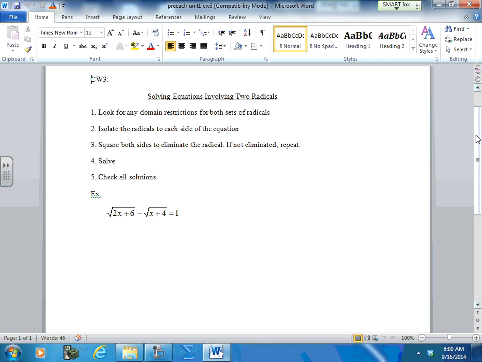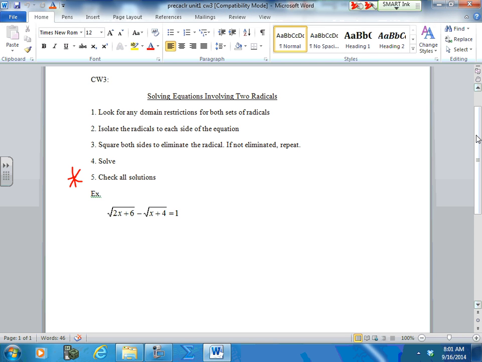Then you're going to square both sides to eliminate the radical. It will eliminate it on one side only. And then you're going to have to repeat that process. Isolate it, square it again. This is your worst case scenario, 2 radicals. Okay? You can even graph this if you like. You can graph this in your y1, you can graph this in your y2, and you can see where they intersect. And we say check all solutions because if you have a domain restriction, then there's a problem.